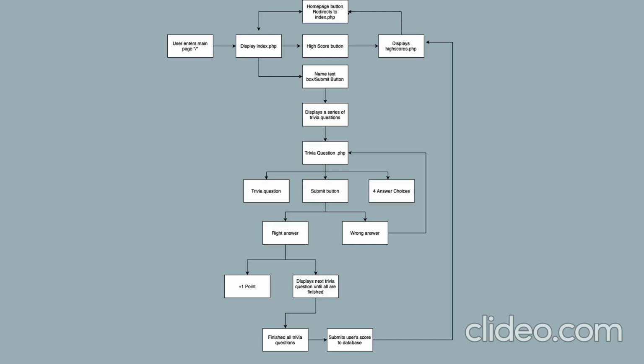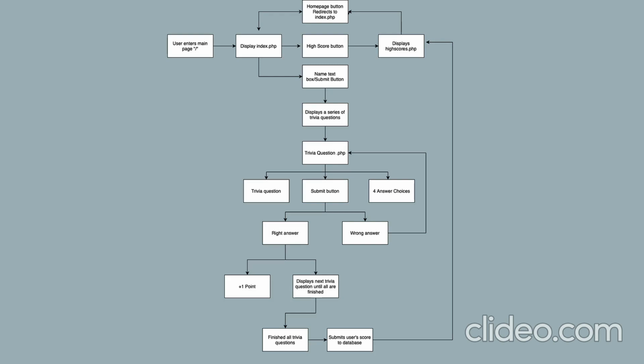The basic design in this diagram is that the user will enter the main page and they'll see index, which has a home button that'll redirect to the index again, and the high score button, which will show them the highscores.php, which displays all the high scores with all the users and their scores, and a name text box and a submit button so you can start, which will display the series of trivia questions, which will show you a trivia question and 4 answer choices.